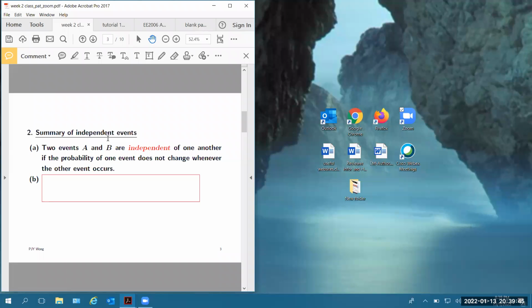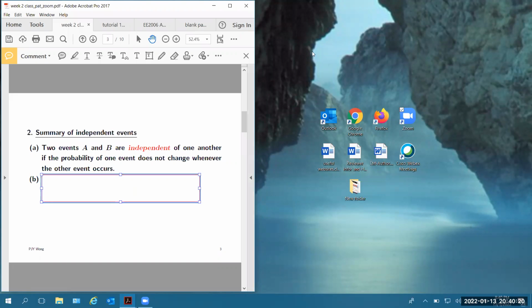So you see that the two events A and B are independent of one another if the occurrence of one will not affect the occurrence of another. Just like that, very easy to understand. So you say, oh okay, I understand already, right? But in real life, sometimes it's not easy to check whether the two events are independent or not. So therefore, we need some kind of formula to help us.